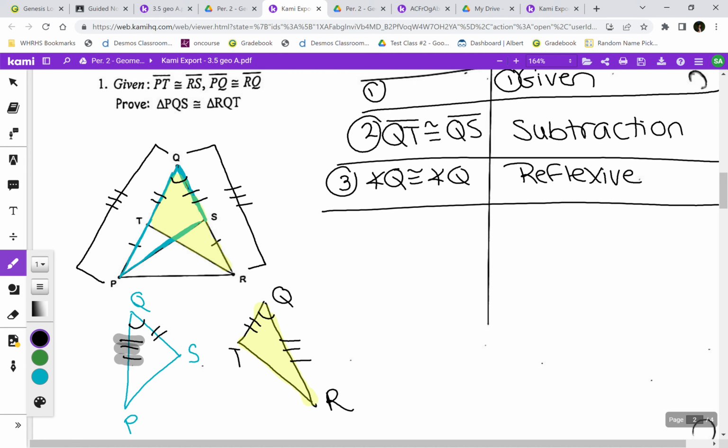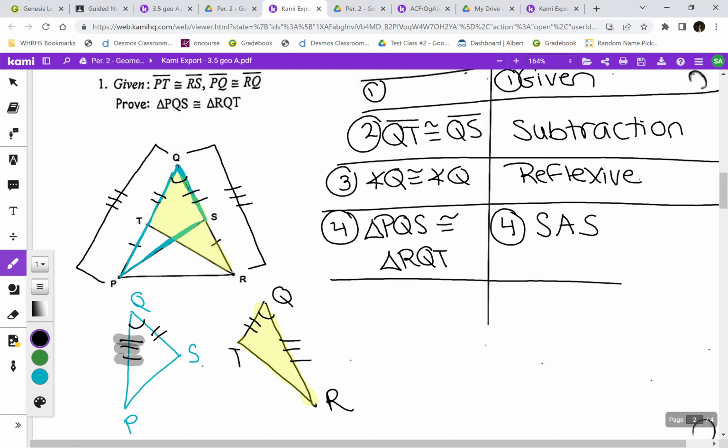All right, so now can I say the triangles are congruent? Sure. Triangle PQS is congruent to triangle RQT, and that is SAS, side angle side. And we're done. So when I actually tell you which triangles to prove, it takes the guessing game out of the problem. Let's go on to where I don't tell you which triangles to use and see what happens.